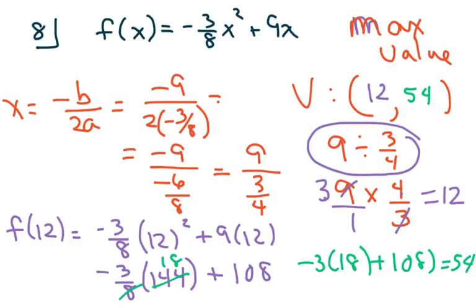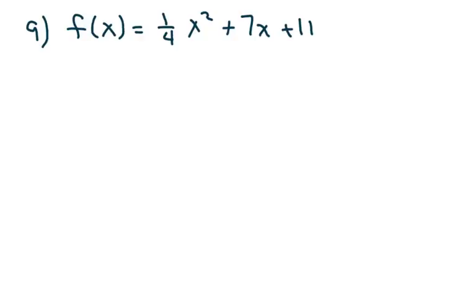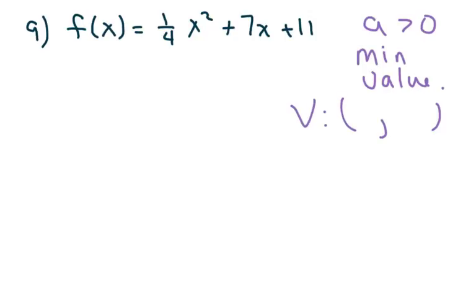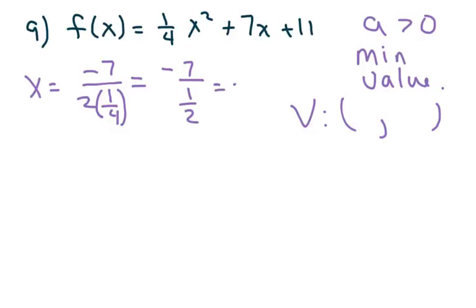All right. So it has a maximum value at 12, 54. The last one I have is this one. This one opens up because a is positive, so it has a minimum value. And let's find out where that occurs, at the vertex. So that's going to be x equals negative b over 2 times 1/4, which equals negative 7 over 1/2, which equals negative 14. So I'm going to put negative 14 here.